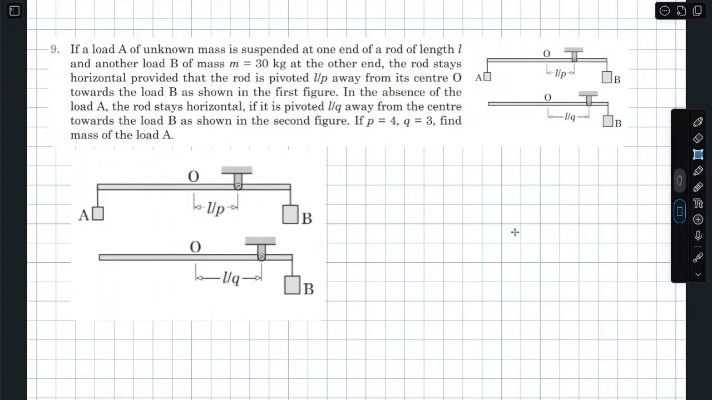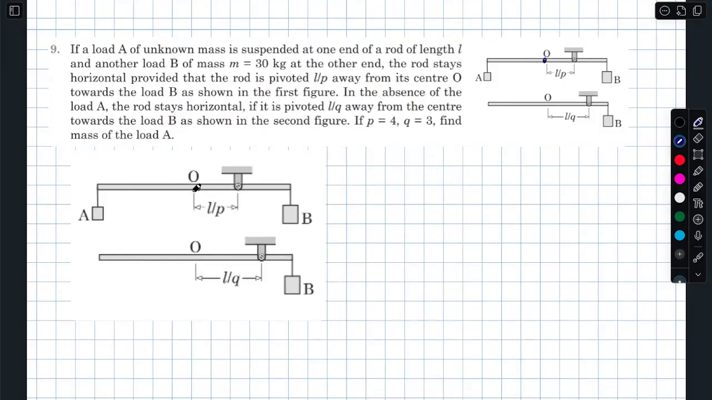You see this question. Load A of unknown mass is suspended at one end of a rod of length L, and another load B, of mass 30 kg, at the other end. The rod stays horizontal provided the rod is pivoted at L/P away from its center O. See, at center O. That's very clearly mentioned here. Let us adhere to the first part of the question.